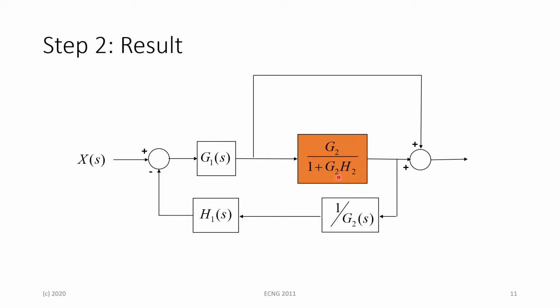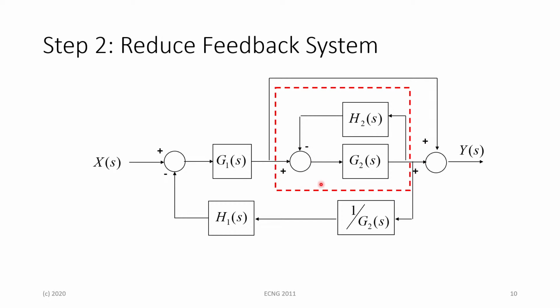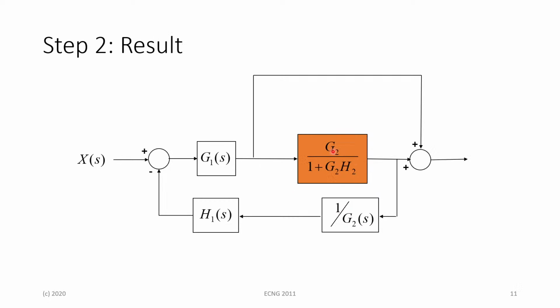Just to highlight this back, this being a negative feedback system, the feed forward part is G2, and our feedback path is H2. And as we saw from yesterday's lecture, the transfer function for a negative feedback system is going to be G divided by 1 plus GH. So as such, this is going to be G2 divided by 1 plus G2 H2.